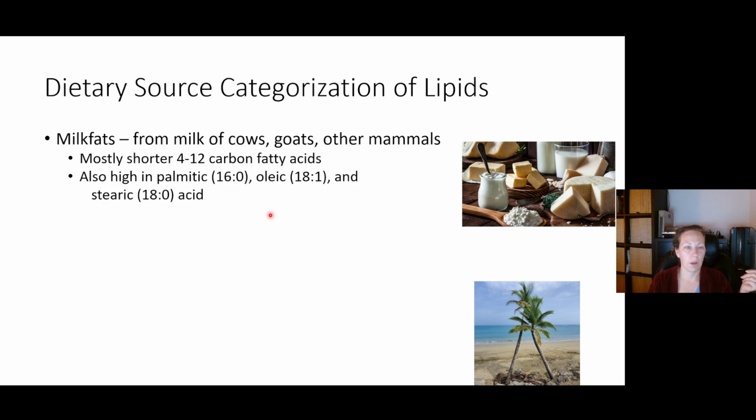Milk fats are also high in palmitic, which is 16 carbon, oleic, 18 carbon, 1 double bond, and stearic, which is 18 carbon, 0 double bonds.